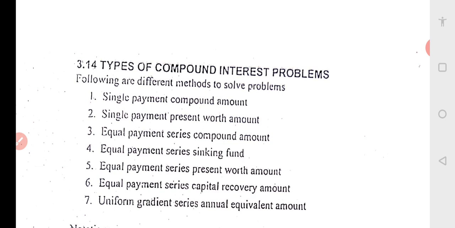Second one was single payment present worth amount. Suppose I want some amount after some years. So what is the single payment I have to make now? This is the single payment present worth amount.